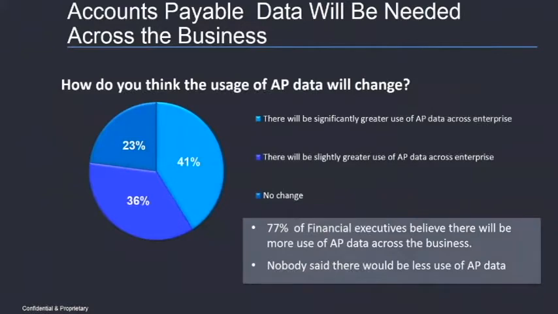And that data from accounts payable processes will be needed across your enterprise. Another study showed that the C-suite is very concerned about the availability of that data and how that data will change. 77% of financial executives believe that there will be more use of accounts payable data across the business for more analytical reasons, and none of the respondents said that the use would decline. That's a really important metric.